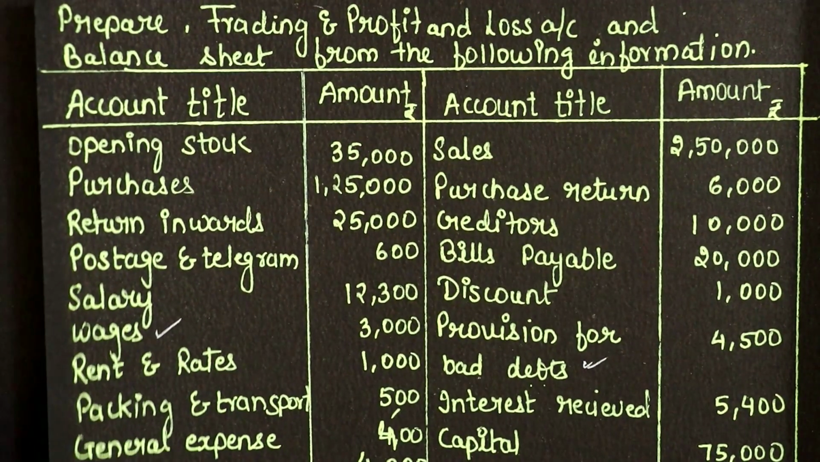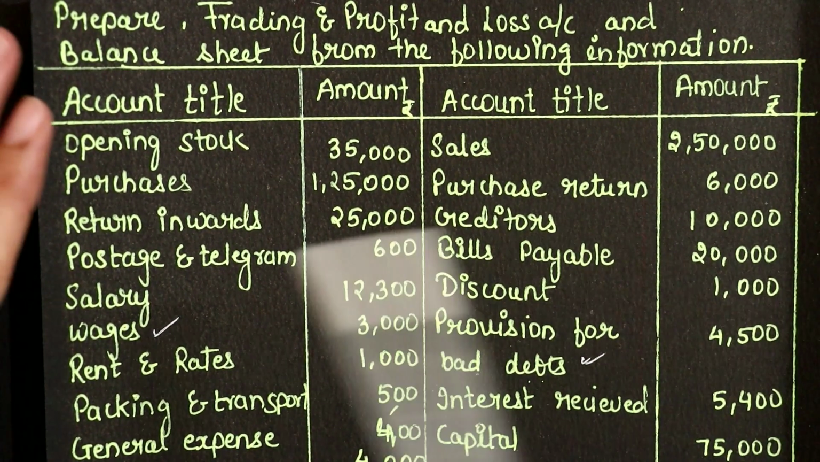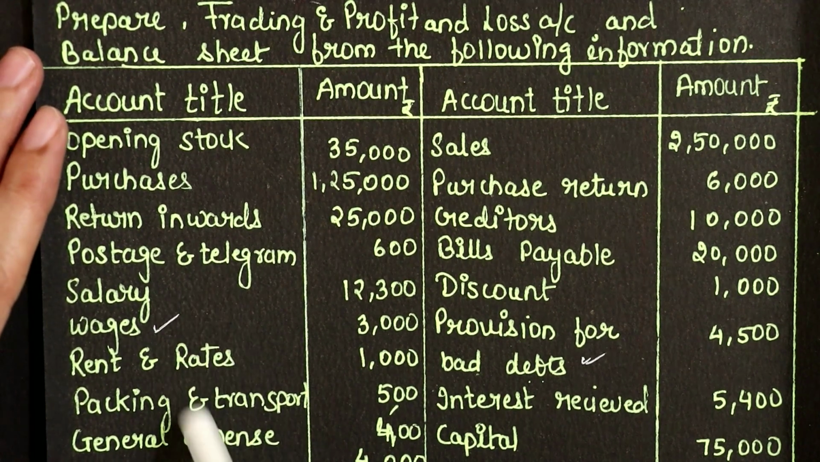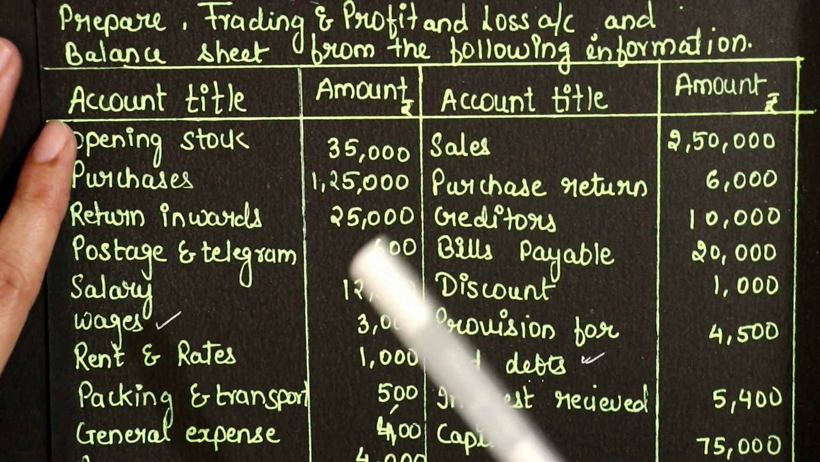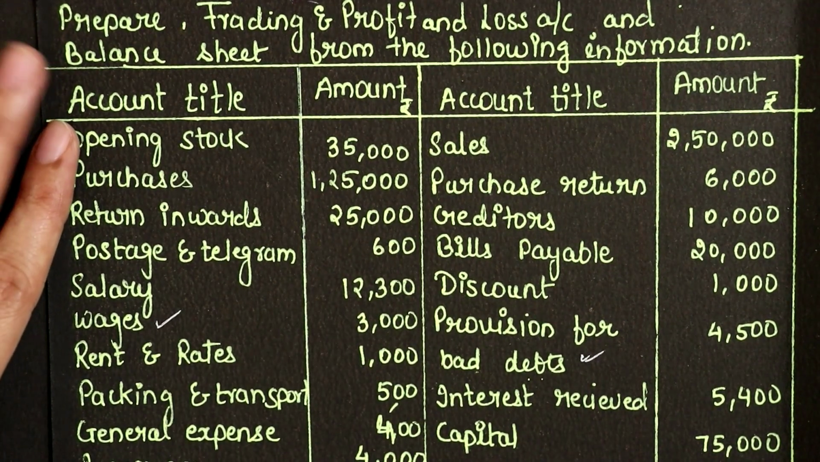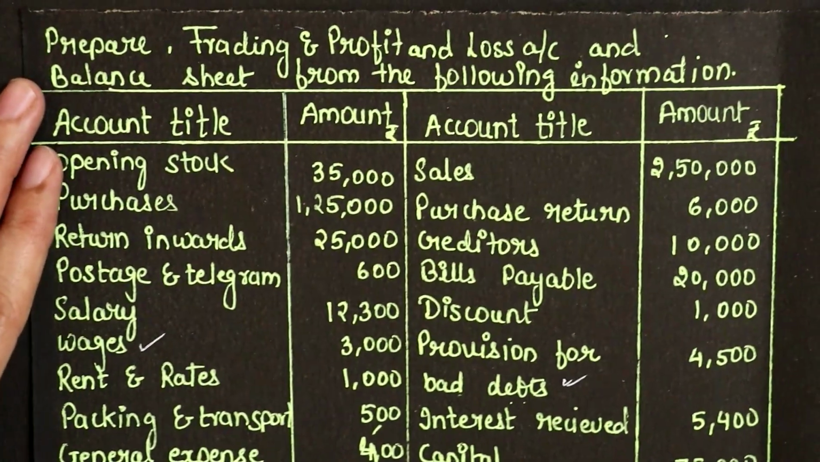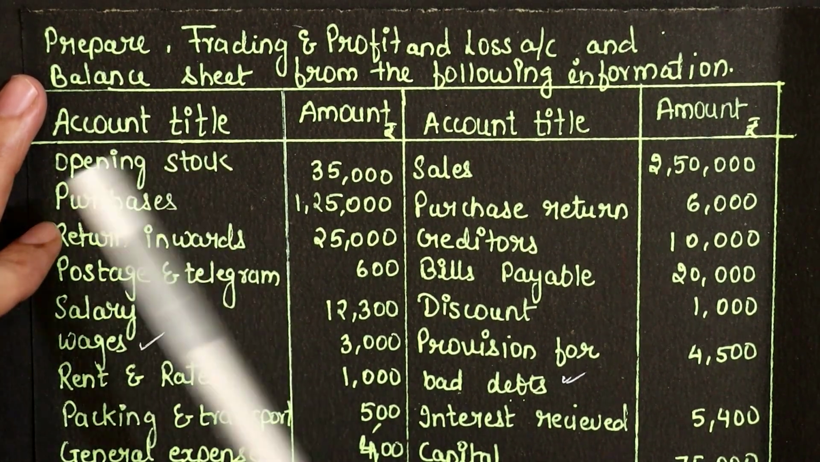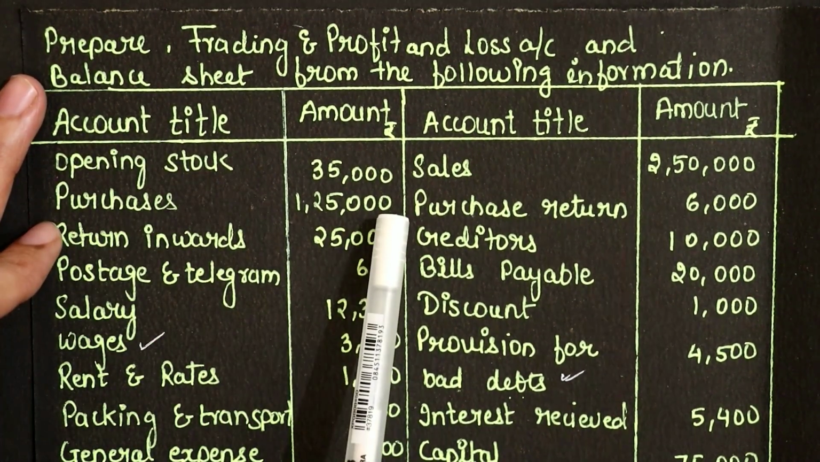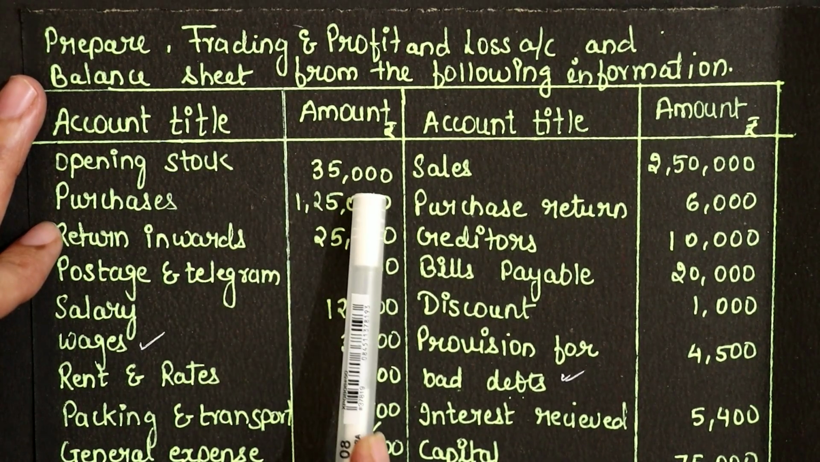This is the trial balance. Make sure to mark the entries that have adjustments to it. You need to put a tick mark or a star mark against the entries that have adjustments to it. So now our first entry is on the debit side. We will start reading from the debit side. The first entry is opening stock 35,000. It doesn't have any adjustment.